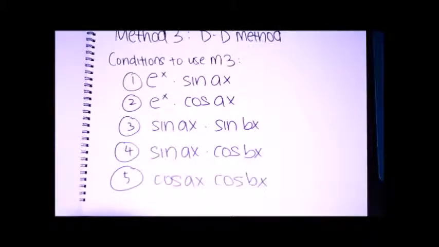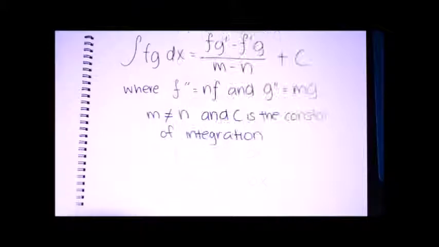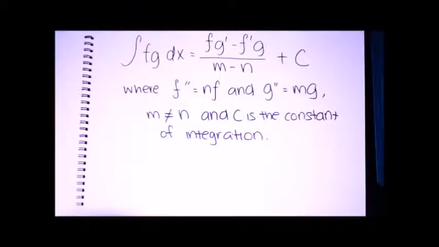There is method 3, which is the differentiate method, and the conditions to use method 3 would be when it is e^x times sine ax, or e^x times cosine ax, or sine ax times sine bx, or sine ax times cosine bx, or cosine ax times cosine bx. Using this method, integration of fg equals (f times g prime minus f prime times g) over (m minus n) plus c, where f double prime equals nf and g double prime equals mg. m cannot equal n, and c is the constant of integration.